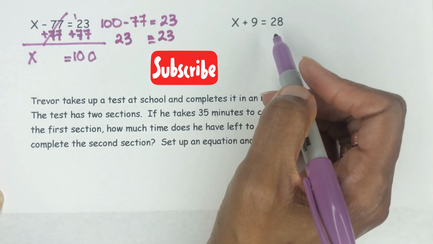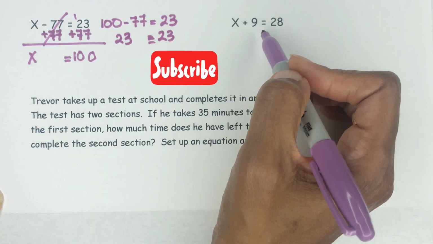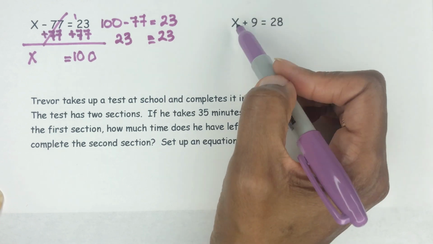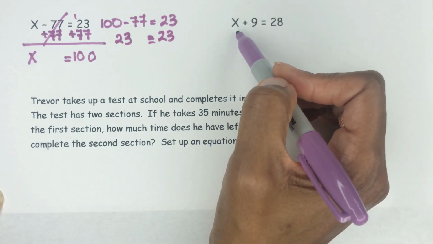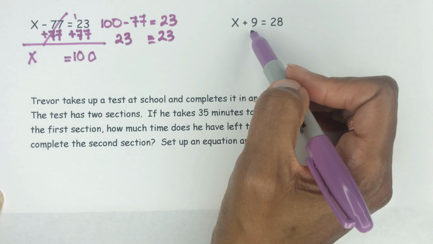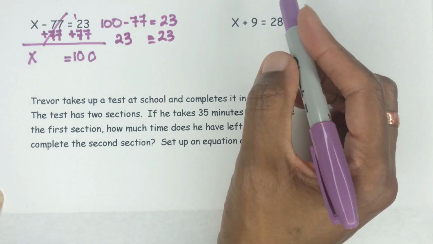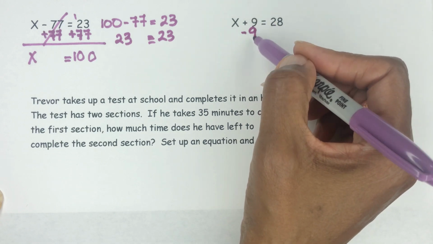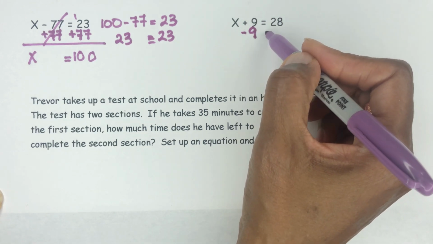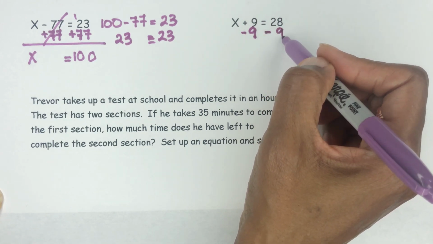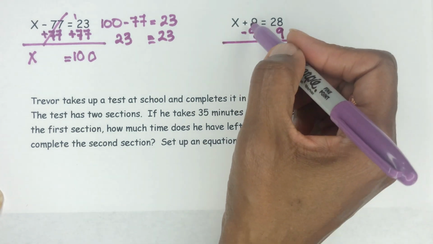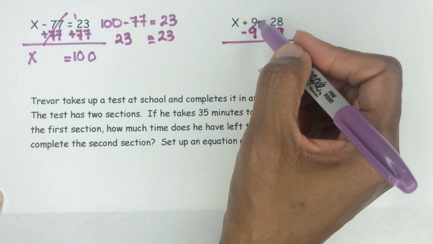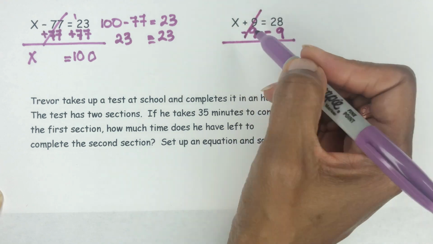Now let's go to the next one. We have X plus 9 equals 28. So in order to get the variable by itself, we need to do the opposite or the inverse operation, which is to minus 9. So we're going to minus 9, and what you do on one side of the equal sign, you do on the other to balance it out. So we do a minus 9 also. This is now gone because plus 9 minus 9 is 0.